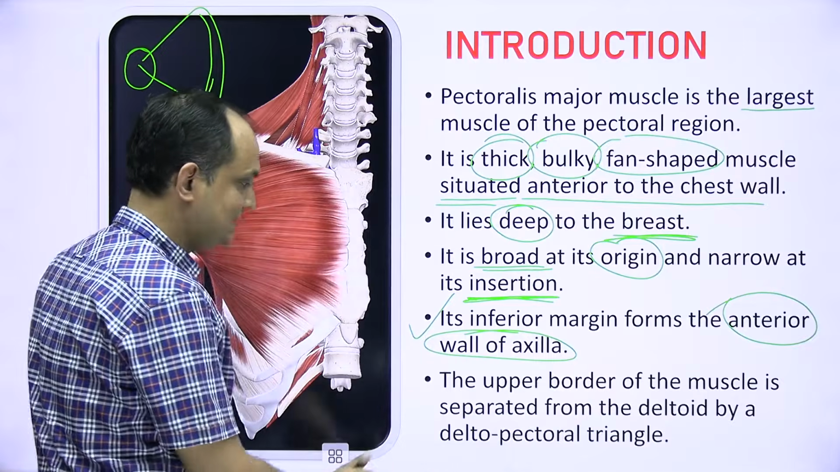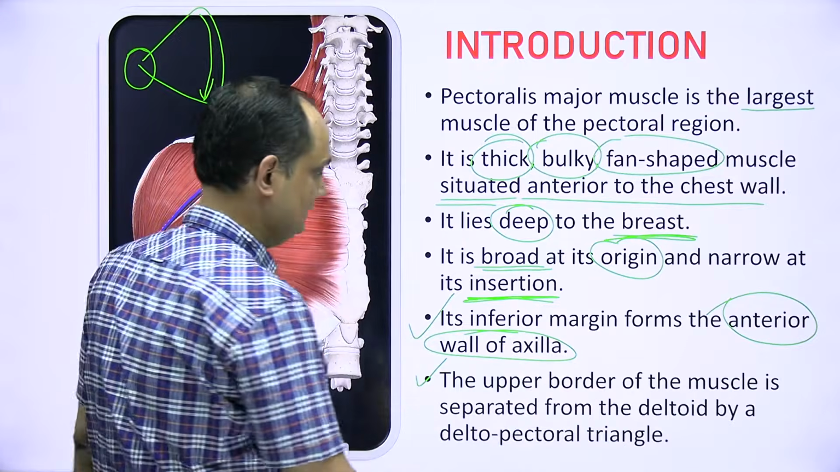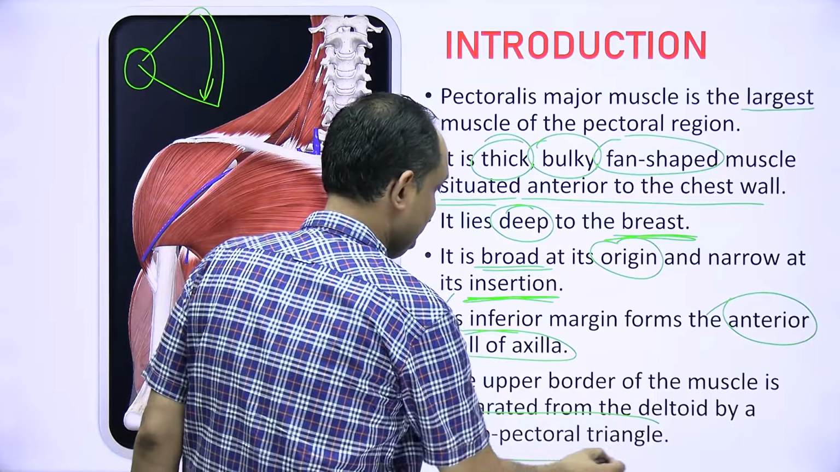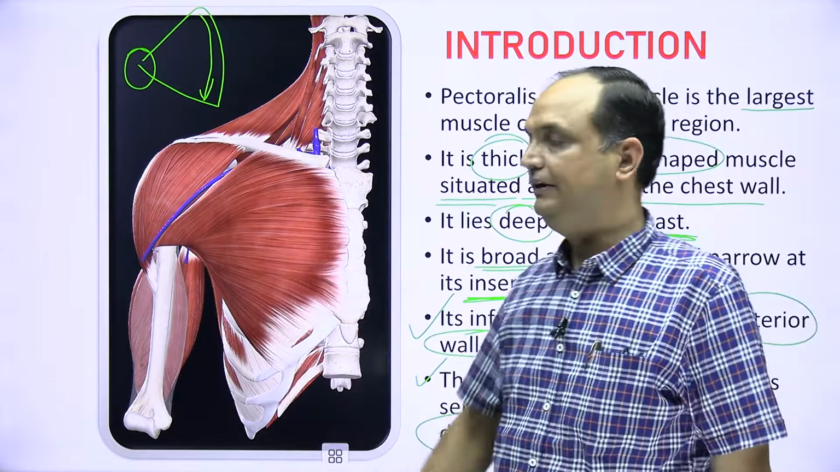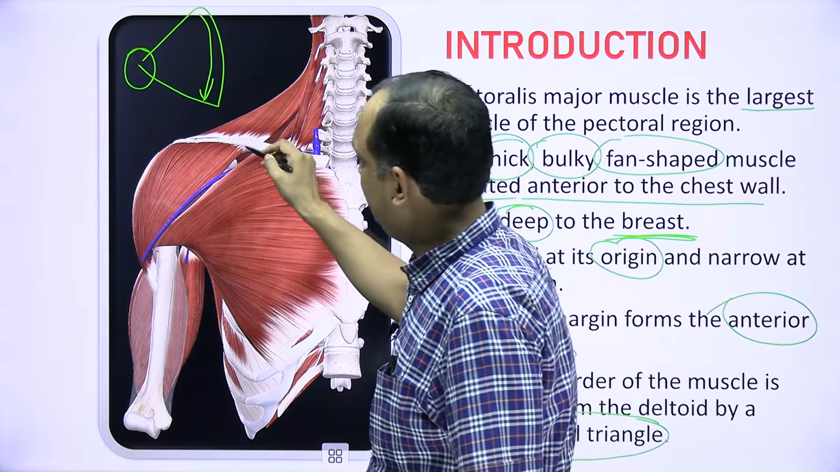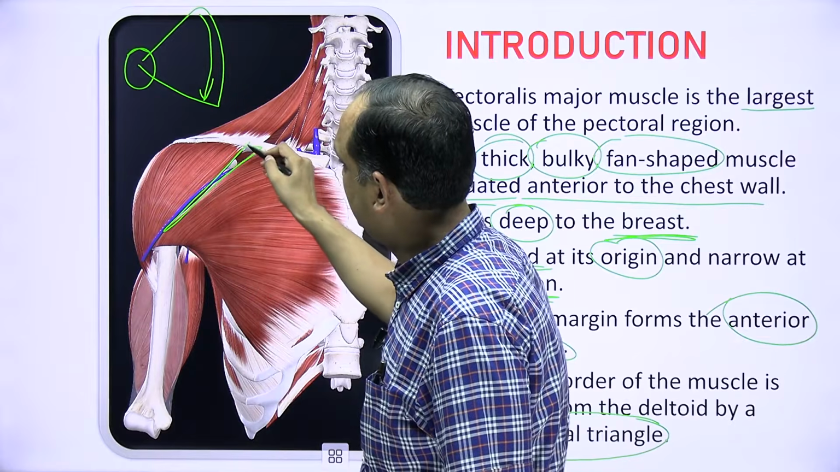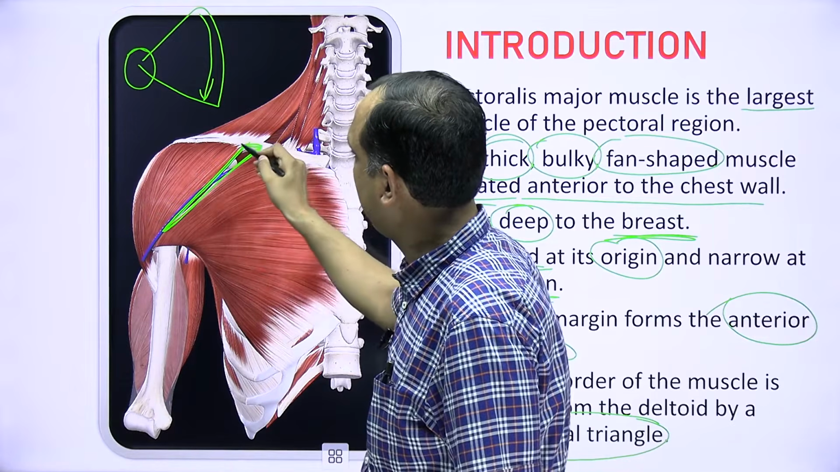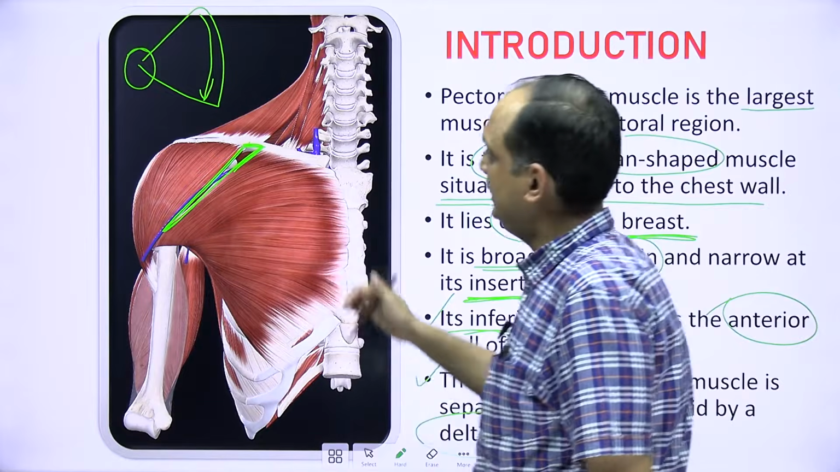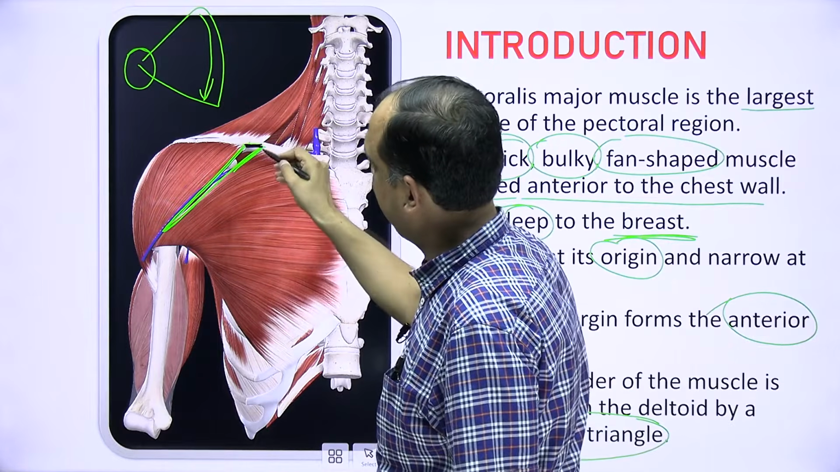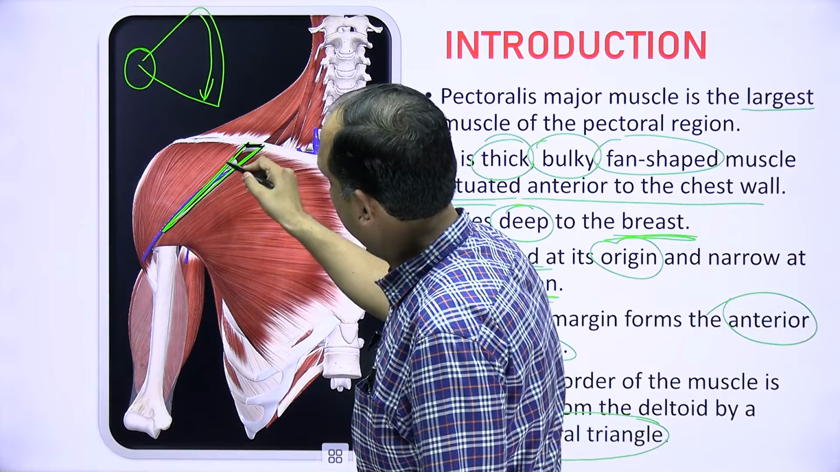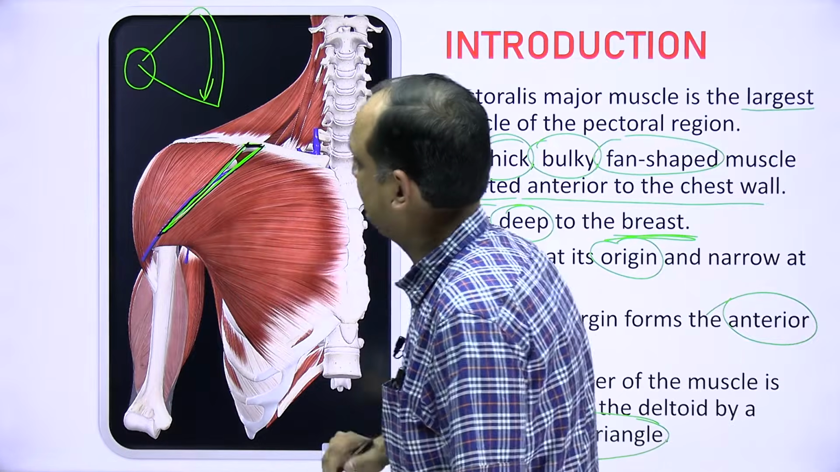This last line is very important. The upper border of the deltoid muscle is separated from your pectoralis major by an area known as the deltopectoral triangle. When you do the dissection, as soon as you remove the skin and superficial fascia in this area, you are going to see a very small triangular region. This is known as the deltopectoral triangle. This triangle has three different walls. Its base is formed by the clavicle. The medial wall is formed by the upper or lateral border of pectoralis major, and its lateral wall is formed by the anterior border of the deltoid muscle.